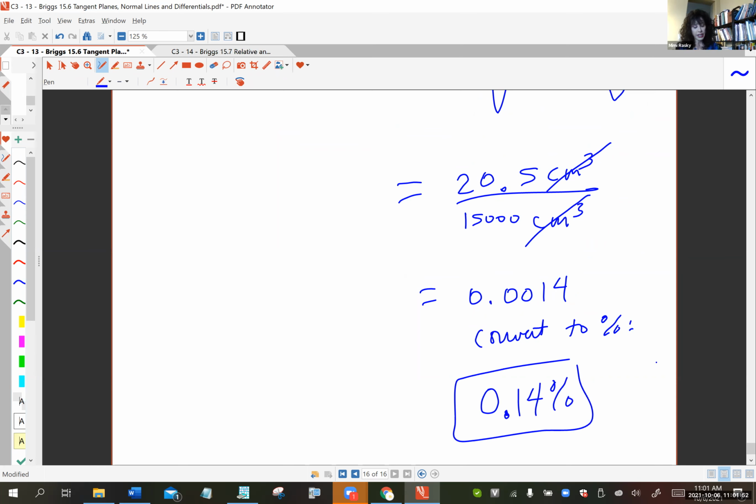So what we're saying is that the volume that we measured, the 15,000 centimeters cubed, is actually pretty good because it's only off by 0.14%, not even a percent off. So it's pretty good, even though our measuring tool wasn't perfect, because there isn't a perfect measuring tool. It's not bad. And that concludes this section.